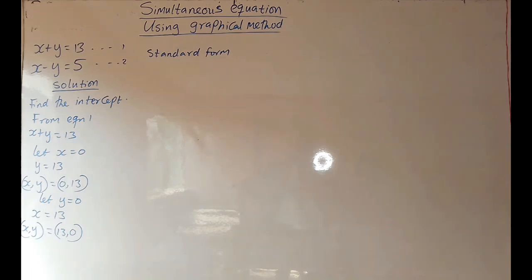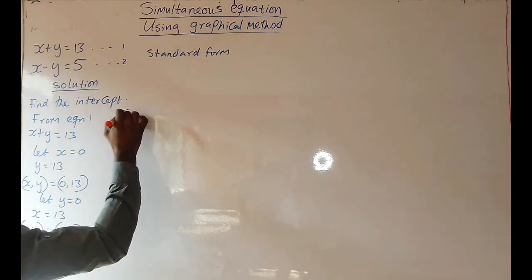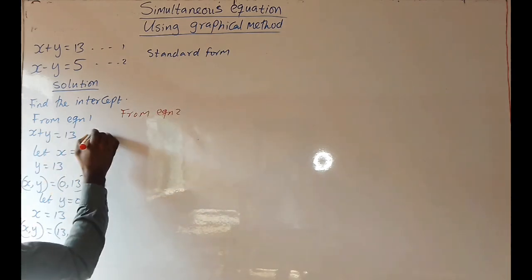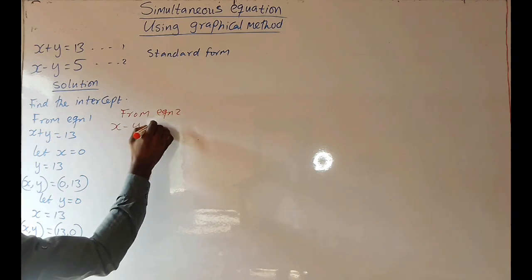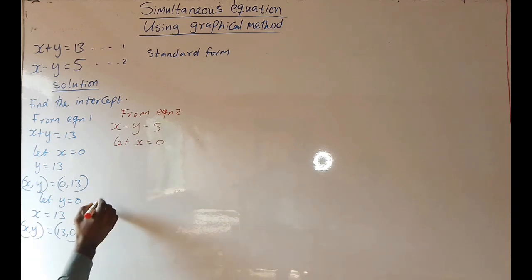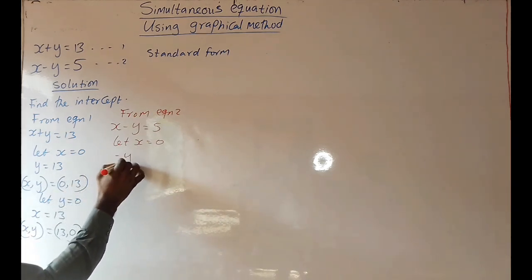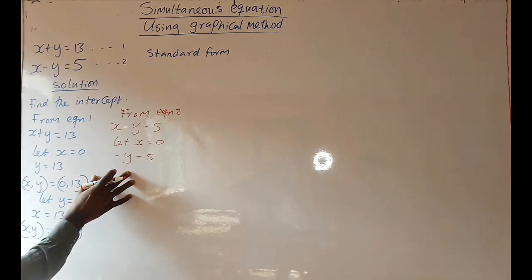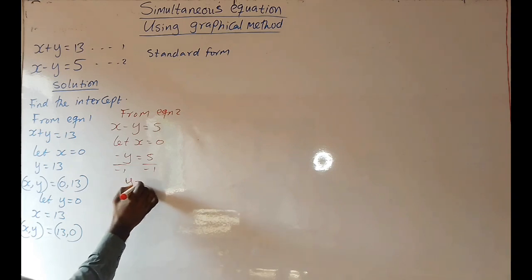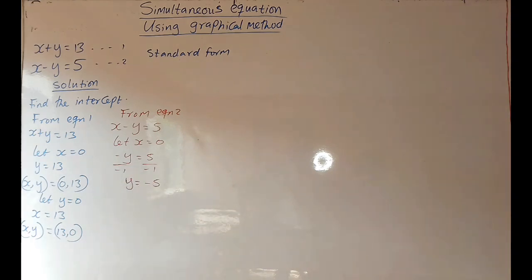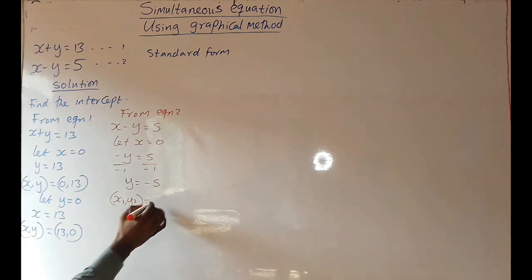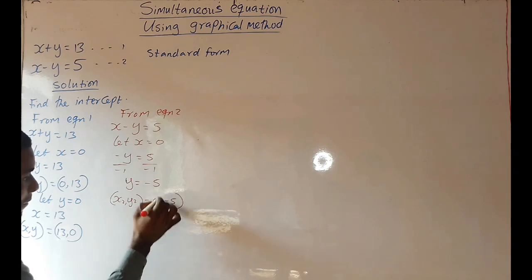That's for equation 1. Now, for equation 2, let's find the intercept. What's our equation 2? x minus y equals 5. Now, let x be equal to 0. So when my x is equal to 0, I have minus y equals 5. If you divide both sides by minus 1, therefore, my y will be equal to minus 5. Now, my x2, y2 equals 0, minus 5.